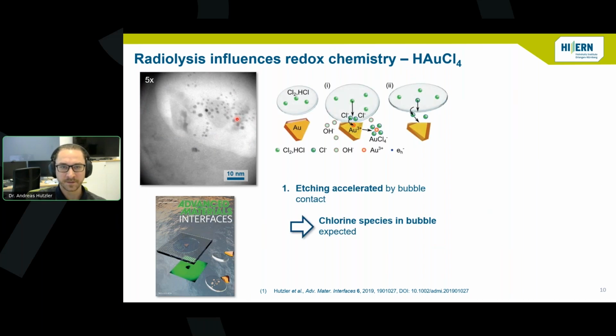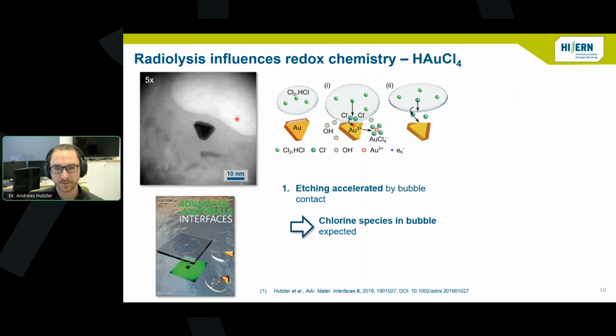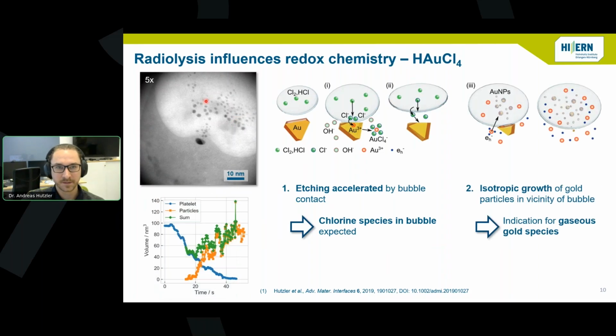And what we postulated is that it cannot be that there's only hydrogen inside this gas bubble, because hydrogen is not able to etch gold, so there must be some chlorine containing species in there as well. And a second thing that we postulated is there must be some kind of gold mass transport via the gaseous phase, because when the particle or the platelet is dissolved, more particles are growing beneath the gas bubble, and this looks like an isotropic growth. So it's not just happening there where the particle gets etched, but also at different places.